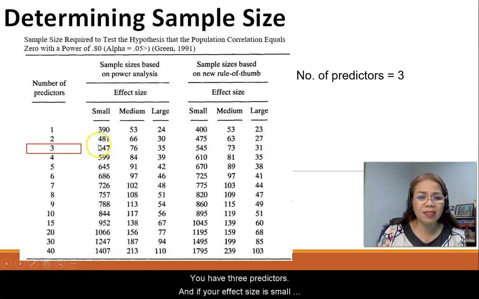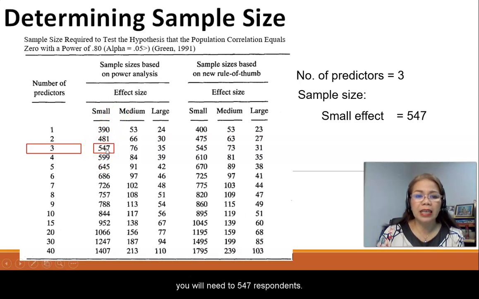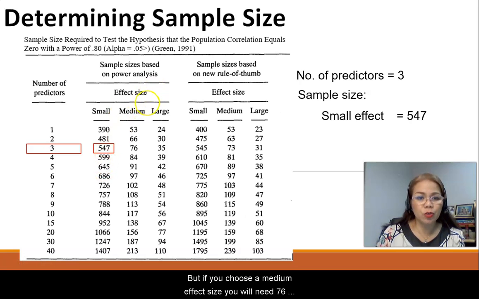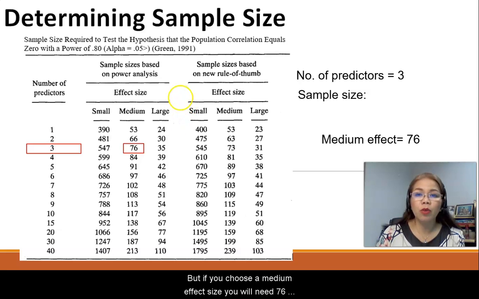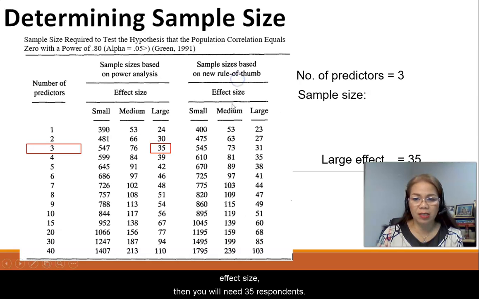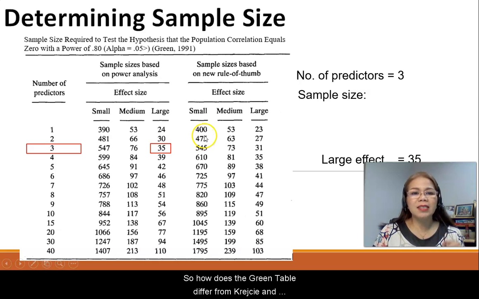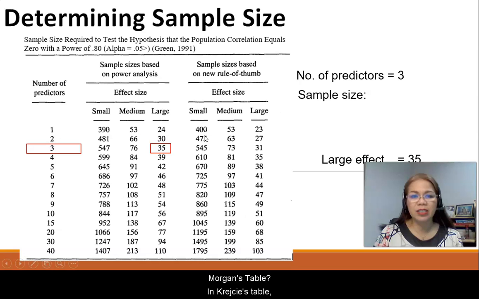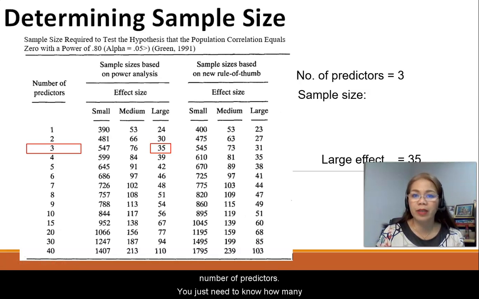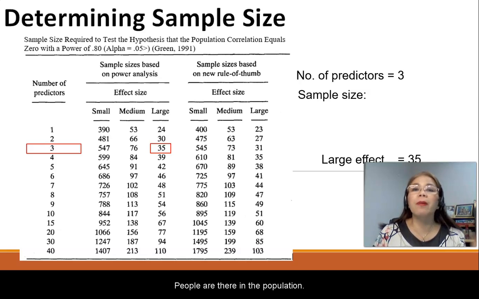If your effect size is small, you will need 547 participants. But if you choose a medium effect size, you will need 76 participants. And if you choose a large effect size, then you will need 35 participants in your study. So how does Green's table differ from Krejcie and Morgan's? In Krejcie and Morgan's, you don't look at the power, the alpha, and the number of predictors. You just need to know how many people are there in the population.